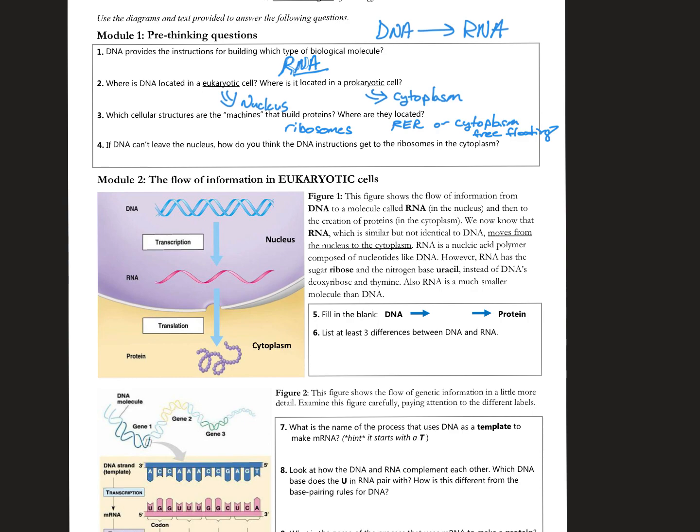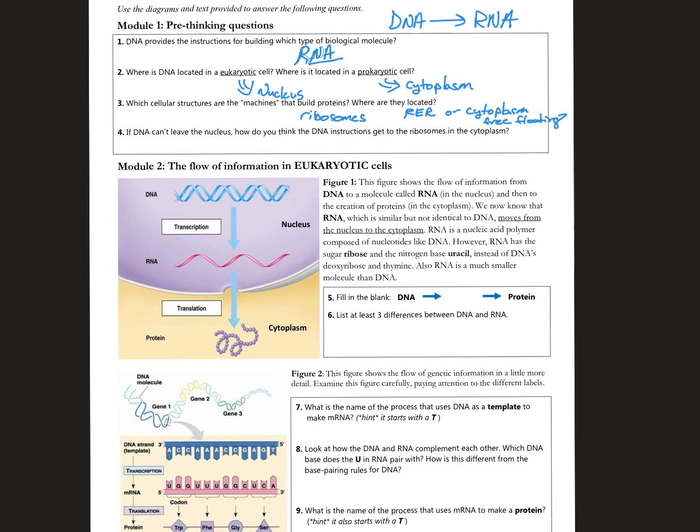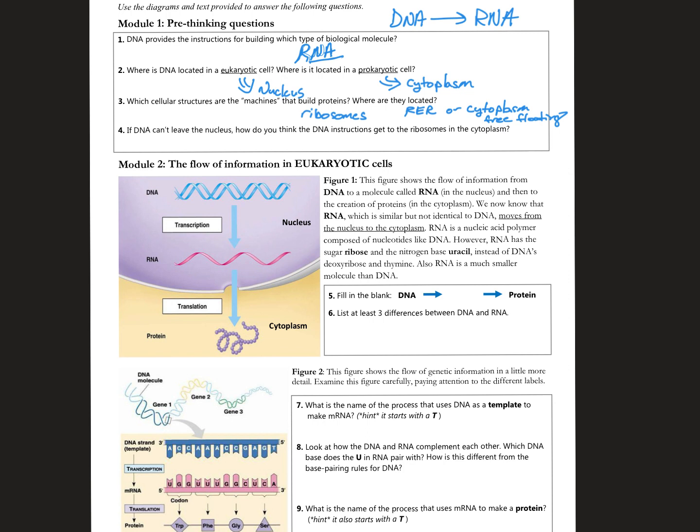If the DNA can't leave the nucleus, how do you think the DNA instructions get to the ribosome? It gets copied. I think we went over it fairly straightforwardly last week, repeatedly. And yet some people are still going to get it wrong because they're not listening to me. It gets copied into RNA. It gets turned into RNA, correct.